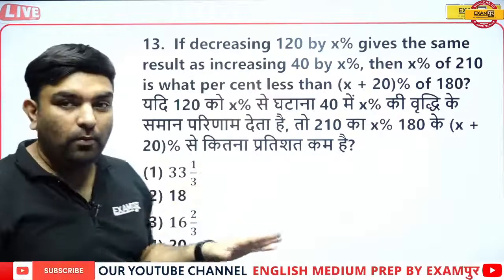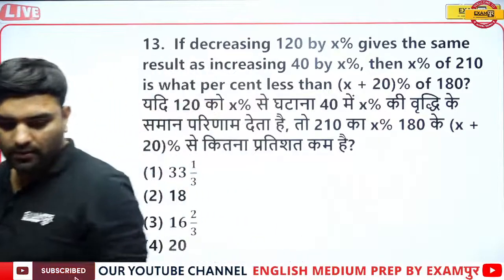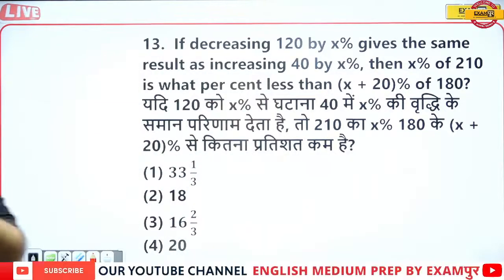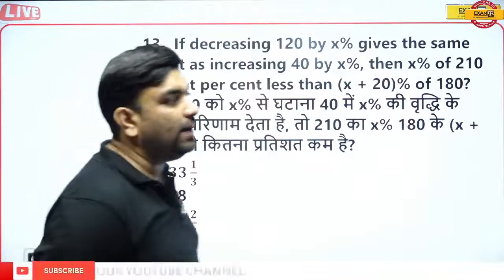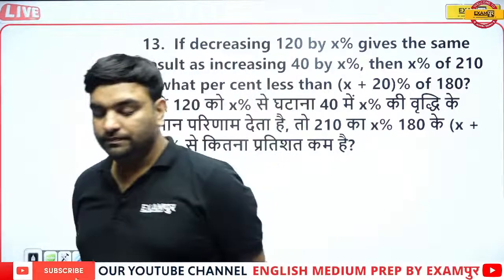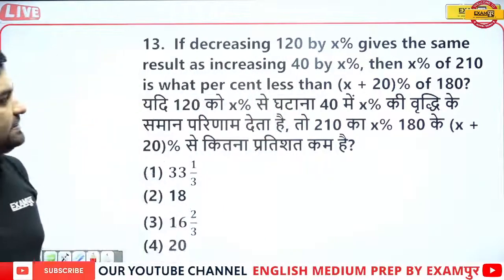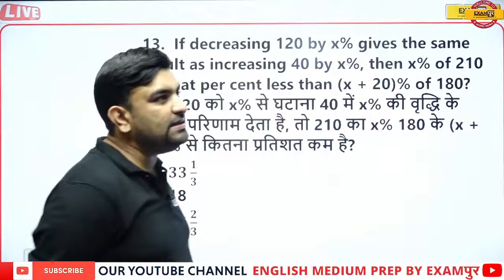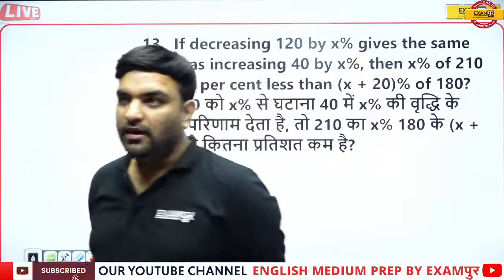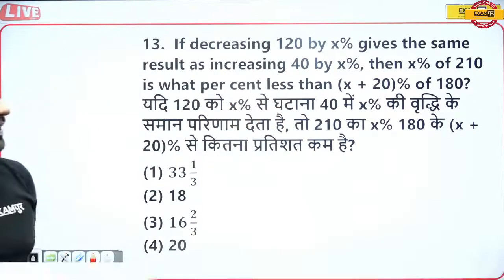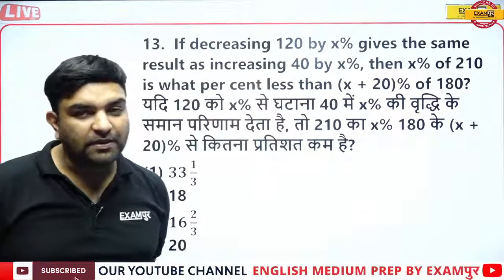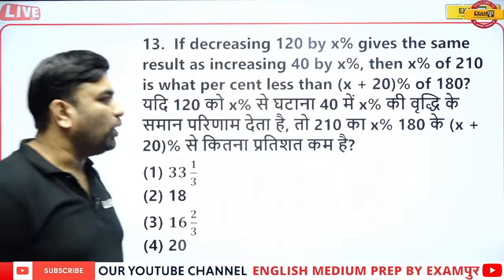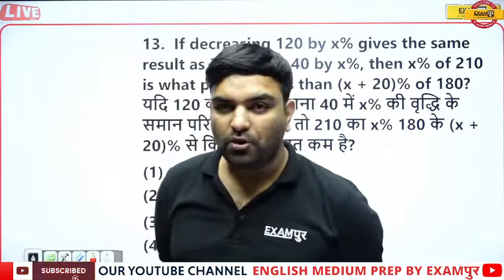Looking a decent problem, a very, very good problem. On decreasing 120 by x percent gives the same result as increasing 40 by x percent. Then x percent of 210 is what percent less than x plus 20% of 180.